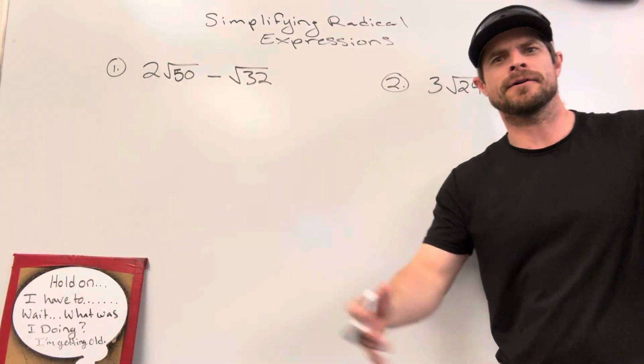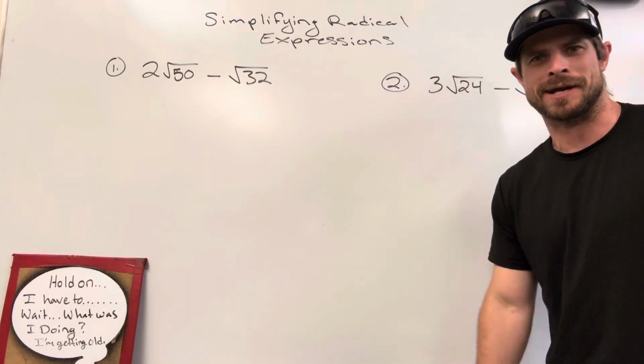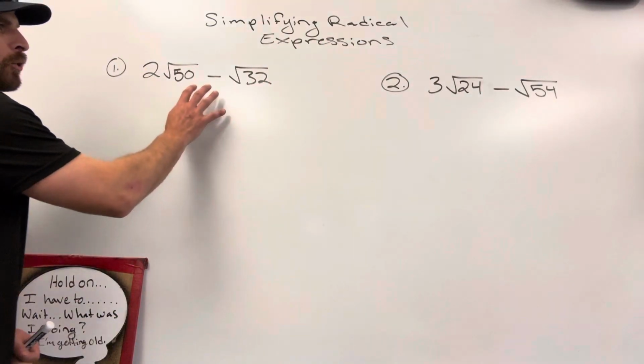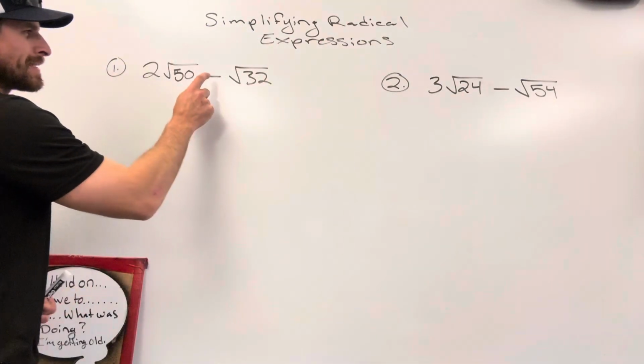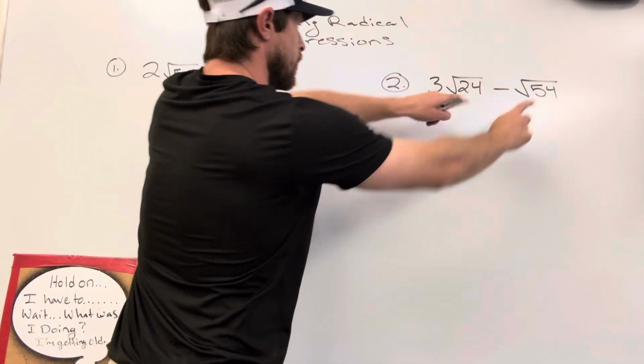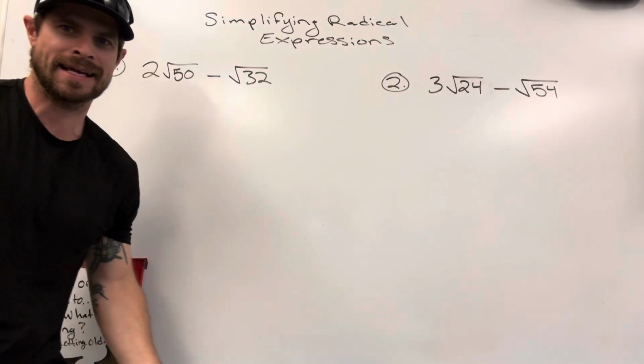Ain't nothing better than simplifying radical expressions. It's one of the best things in math, so let's get started with it. In both of these scenarios, we're being asked to subtract two radical expressions. So how do we go about doing something like that?